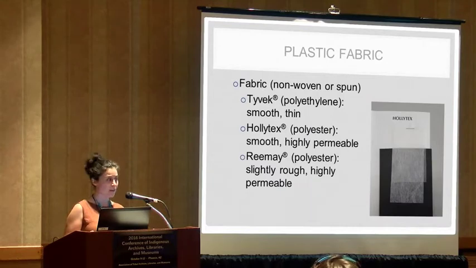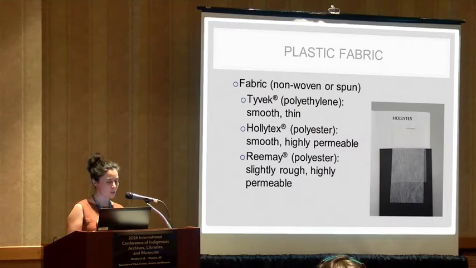There's also plastic fabrics, and all these fabrics are called non-woven or spun. And they're essentially felted plastic fibers. So there's Tyvek, which is made out of polyethylene, which is smooth and thin. You can get envelopes and tapes and those kind of things out of Tyvek.